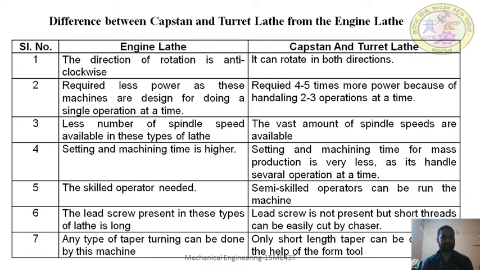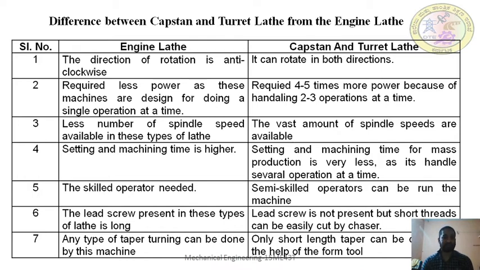The first difference is the direction of rotation. In the engine lathe, the direction of rotation is anti-clockwise, but in the case of capstan and turret lathe, it can rotate in both directions.